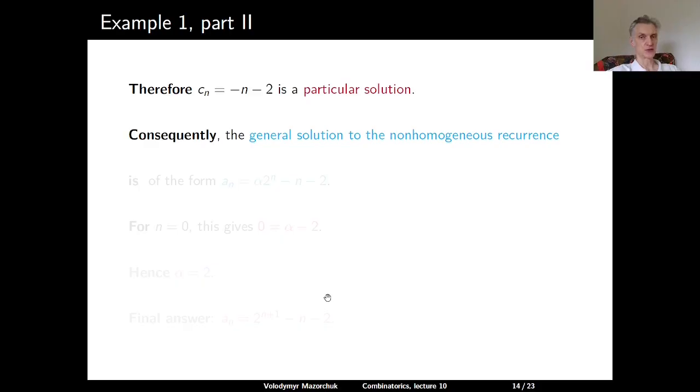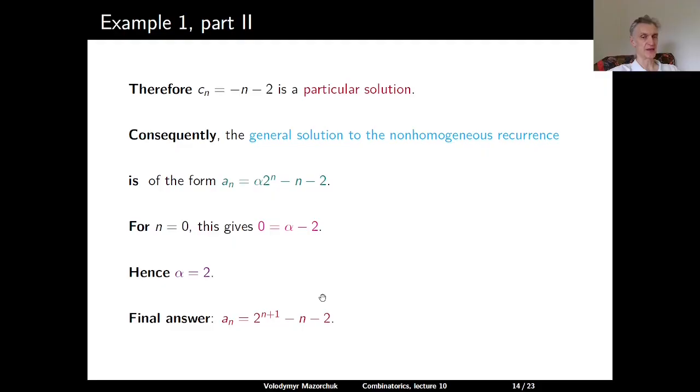So the general solution to the non-homogeneous recurrence has the form a_n = alpha times 2 to the power n - n - 2. For n = 0, this gives 0 = alpha - 2, and hence alpha = 2. So the final answer is that a_n = 2 to the power (n+1) - n - 2. That's the general term of our sequence.